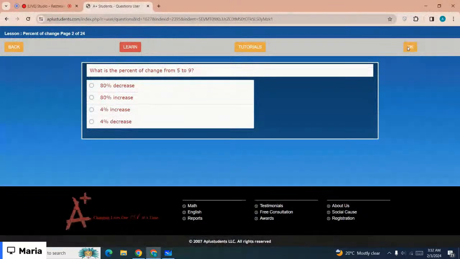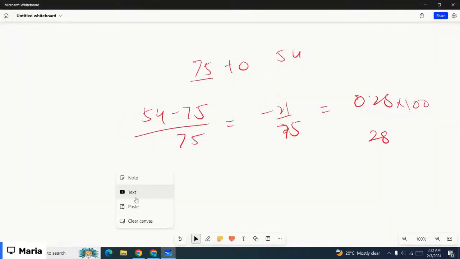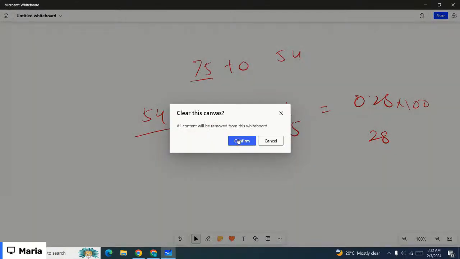What is the percentage of change from 5 to 9? So which is the correct option now? That is increasing, right? From 5 to 9 it is increasing. Let's just calculate the value. You have to do 9 minus 5, and the original value is 5. So you have to subtract, and 9 minus 5 is 4.